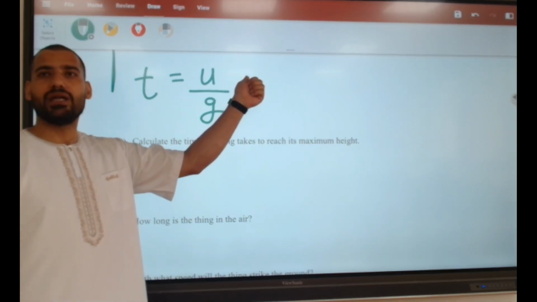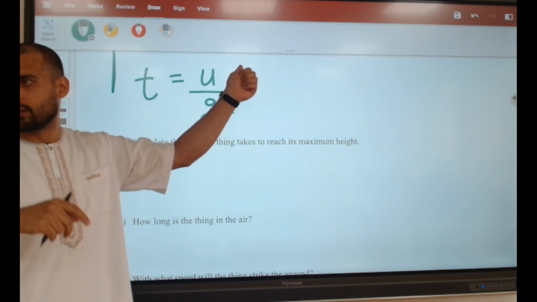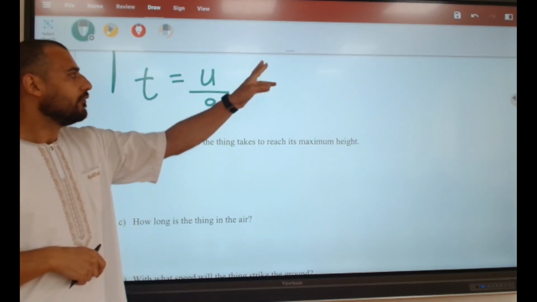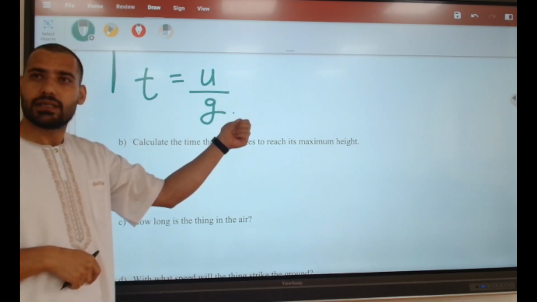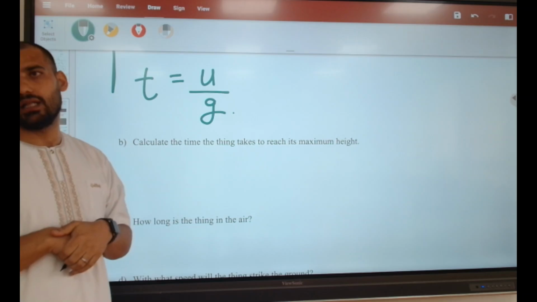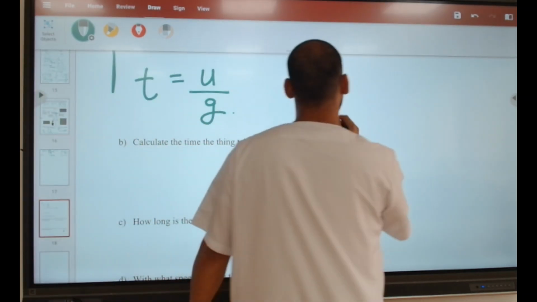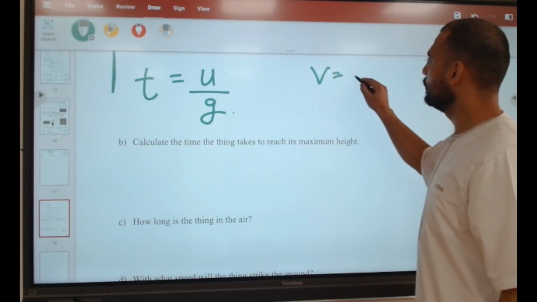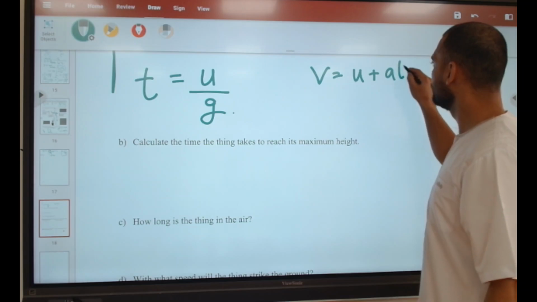For example, you give 20. You say, sir, after 2 seconds it will be at the top. How? 20 divided by 10. Is it 2? Yeah. But you need to evaluate it with the help of equations. So what will we do? We know that V is equal to U plus AT, isn't it?